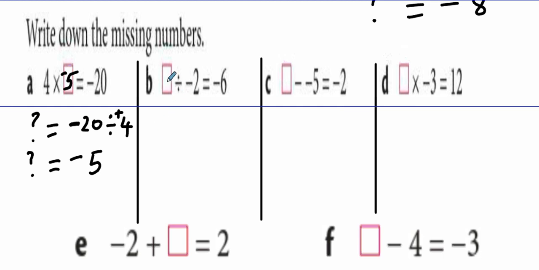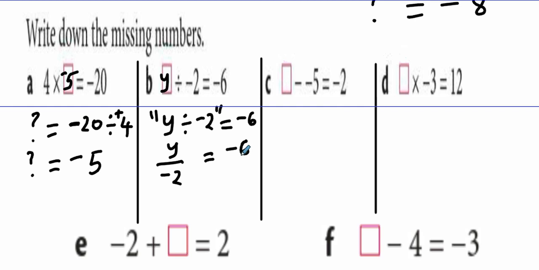Now you get this question. You must be very, very careful because this is division. So I will go for the use of algebra. Keep the missing number as a letter y. So this will be y divided by negative 2, and the answer is negative 6. I will go for the use of fractions when it is division.